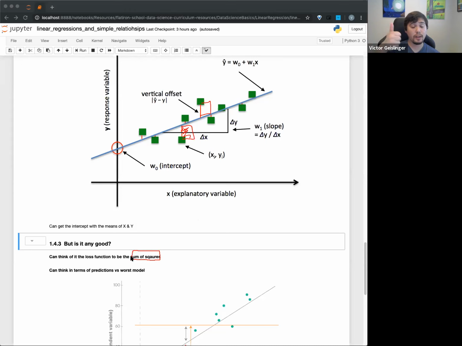Basically, you're just squaring the residuals and adding them all up. And this is what we call our loss function. Oh, yeah, I think I skipped over a part. This loss function is how we define how good our function or our model is.